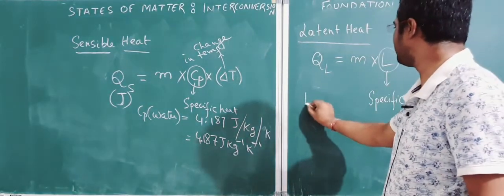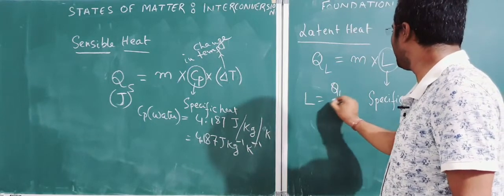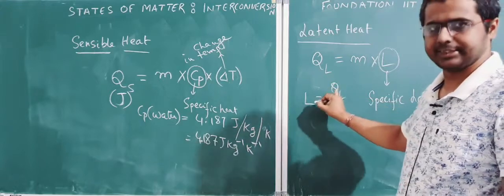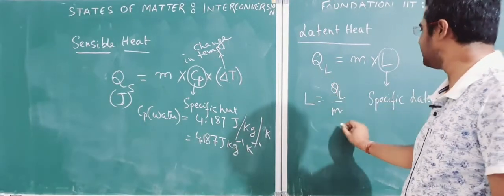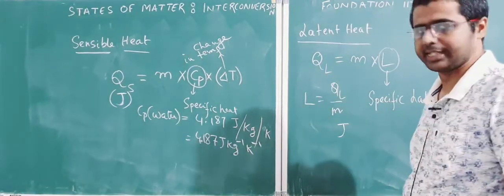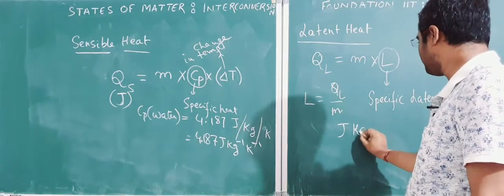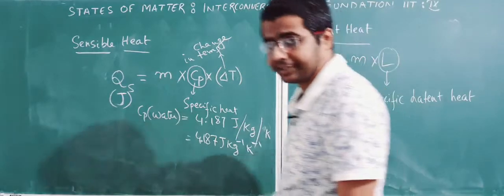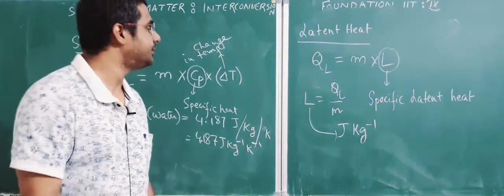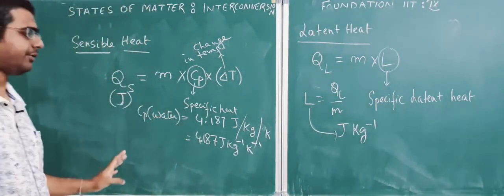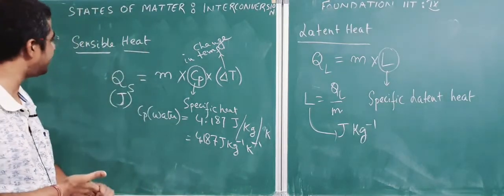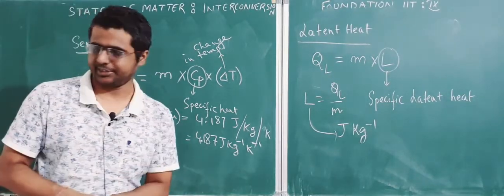What is the unit of latent heat? Let's just find it out. L should be QL by M, right? Q means energy, heat energy. Its unit is joule. Mass unit is kg. So joule per kg. This is the unit of latent heat. Clear? So these are the two heats basically required for our conversion that we have seen. One is sensible heat, another is latent heat. Clear, guys?